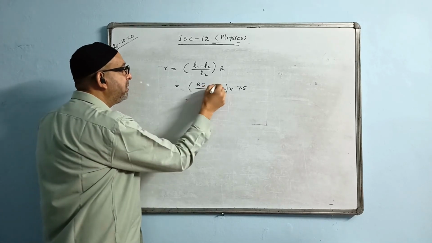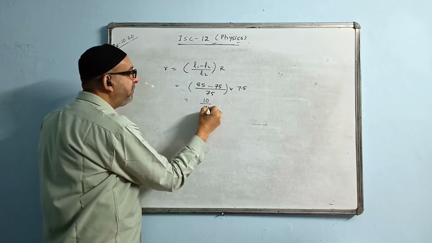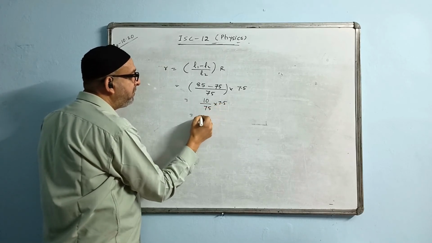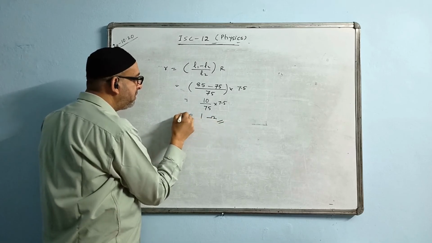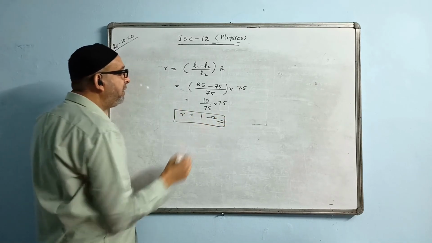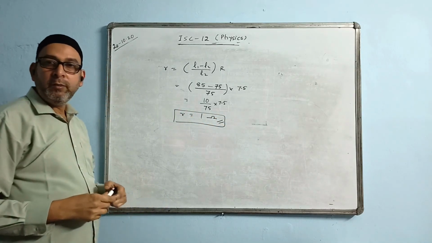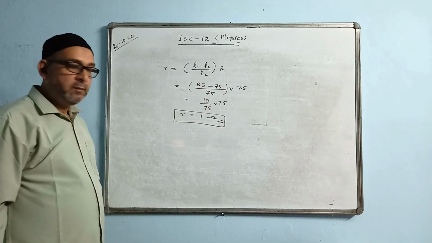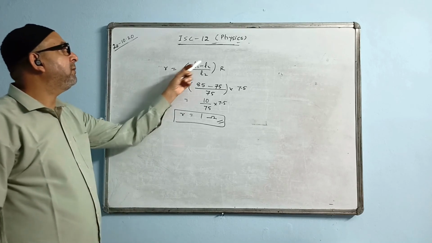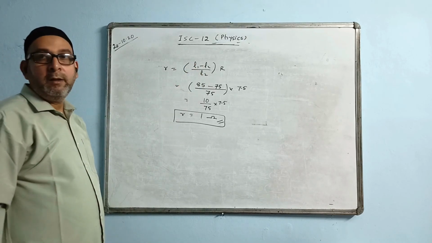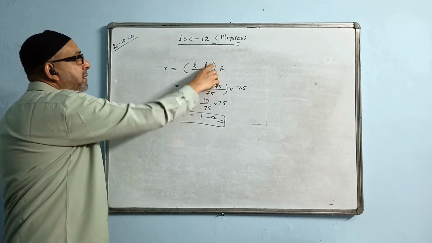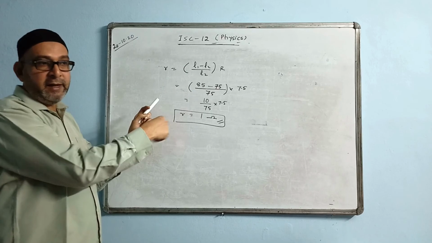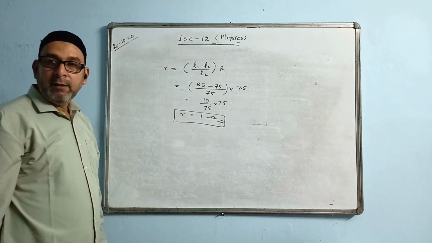Now we will do the calculation. This will become 10 by 75 into 7.5. 7.5 into 75 cancel. Answer is 1. This is the value of r. The value of internal resistance of the cell is 1 ohm. So these are directly formula based questions. Internal resistance formula is directly (L1 minus L2) divided by L2 into R. First case we have L1 by L2 and then we do minus 1. While we derive, with minus 1 on both sides, we subtract.